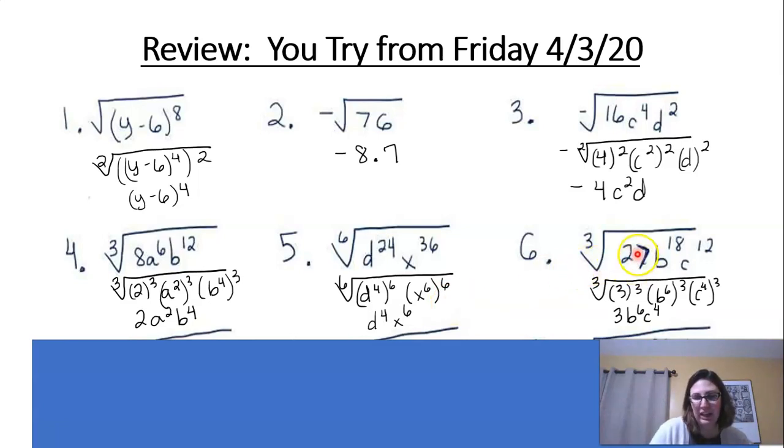Number 6 is the same way. If you weren't sure, you guys could check on your calculator. 27 would be 3 to the power of 3. 3 times 3 is 9, times another 3 is 27.